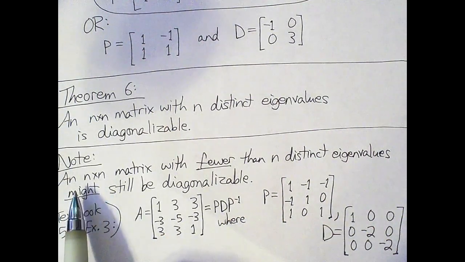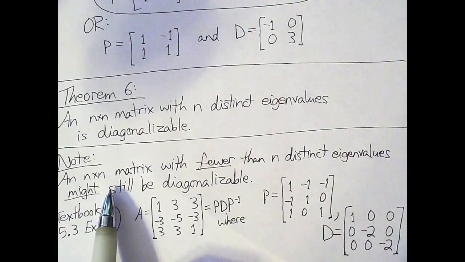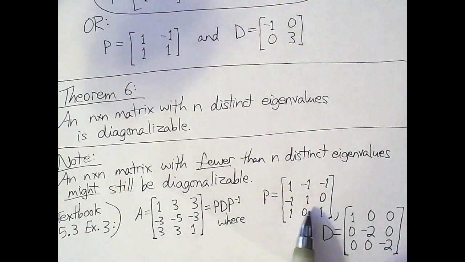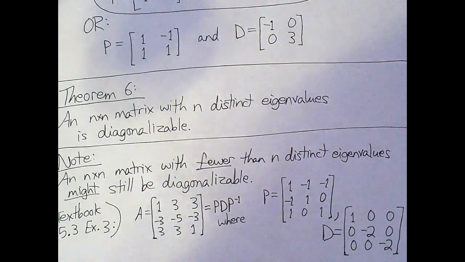But the reason why this says it might be diagonalizable is because when you get those 2 eigenvectors corresponding to this other one, there's still the question of, are they linearly independent from the first vector? And they might be or they might not be. In this case, they are. So this is an example where it has 2 distinct eigenvalues, but it's still diagonalizable.